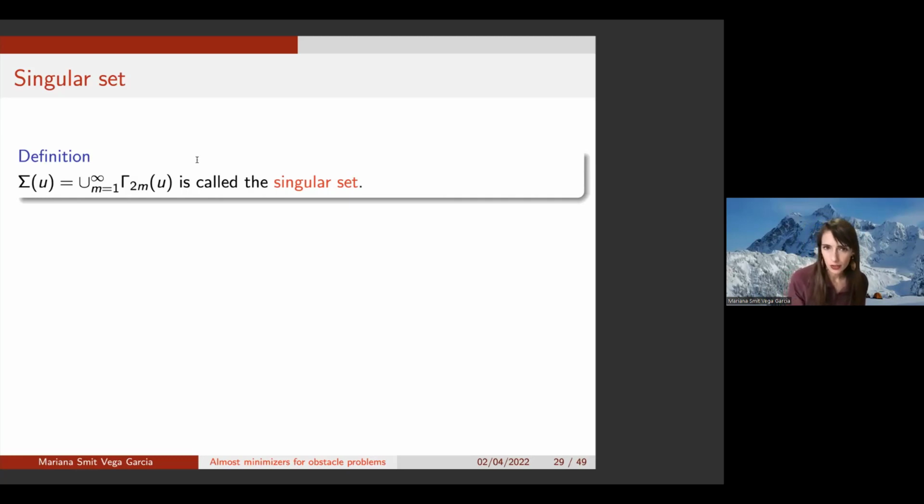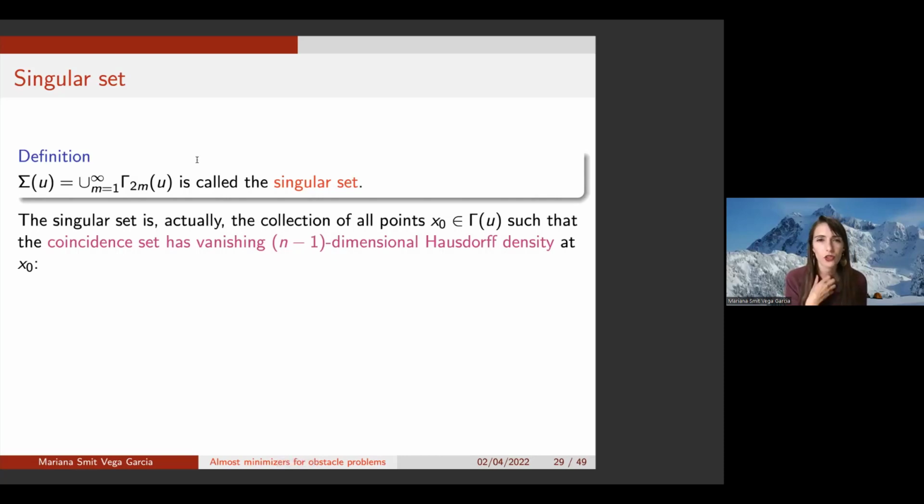So in terms of the singular set, there is something interesting that happens, which is we start by defining the singular set as the collection of points on the free boundary for which the frequency is an even number. And it turns out that this leads to very important facts about those points. I also want to mention that instead of defining them this way, you can also define them as the points on the free boundary for which the coincidence set, which is where the minimizer and the obstacle touch, has vanishing n-1 dimensional Hausdorff density.